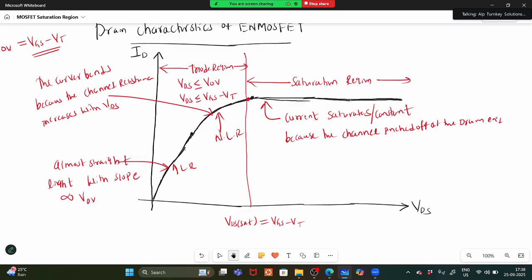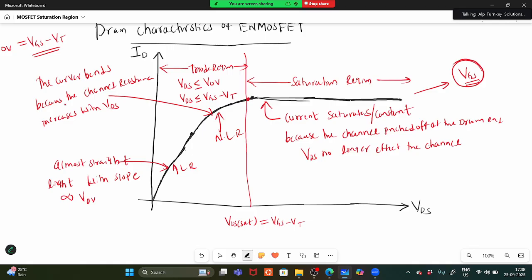So with the channel pinched off, VDS no longer affects the channel. That means with further increase in VDS, the channel is pinched off and the drain current becomes constant only. When it is constant, during the saturation condition, the drain current depends on VGS, okay.